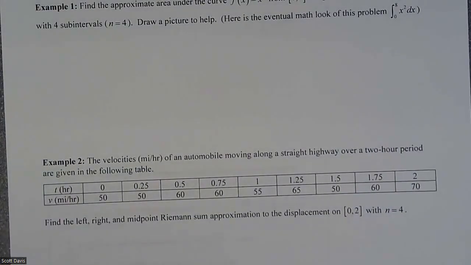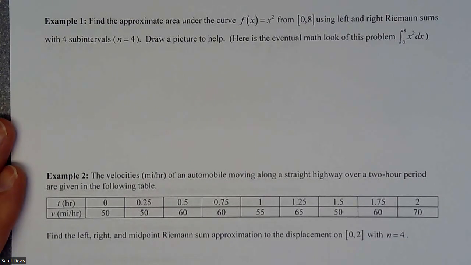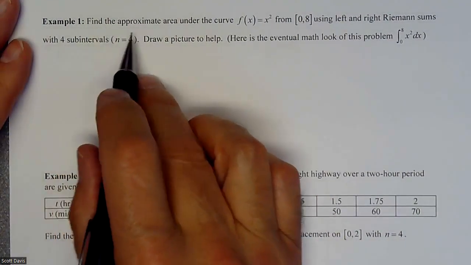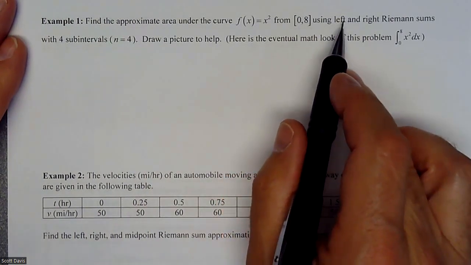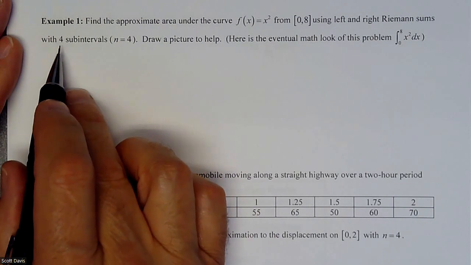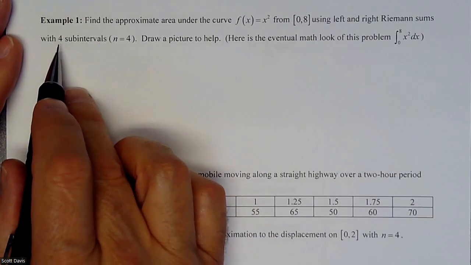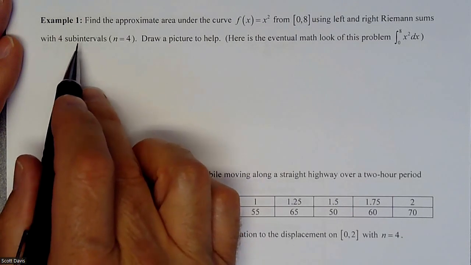And this could be a very formula-driven thing, but I'm going to go ahead and make a visual on it, see if I can make some sense out of this. So it says, find the approximate area under this curve. So we have a quadratic from 0 to 8 using left and right Riemann sums with 4 subintervals. Since there's only 4, that's fantastic. I'm going to avoid a formula on it, and I'm just going to find the areas of 4 rectangles and add them together.